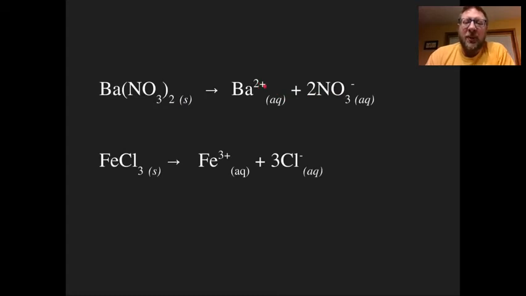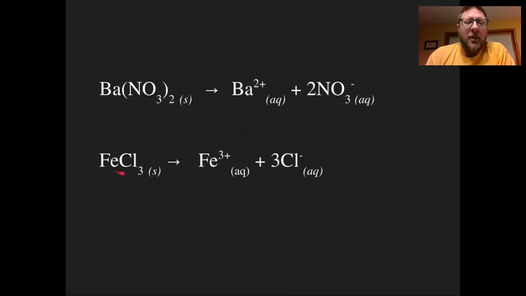So we got a total of +2 from the barium, -2 from the total number of nitrates, and +2 minus 2 is 0. We always want that charge to add up to 0. We have the solid and the aqueous on each of those different ions.